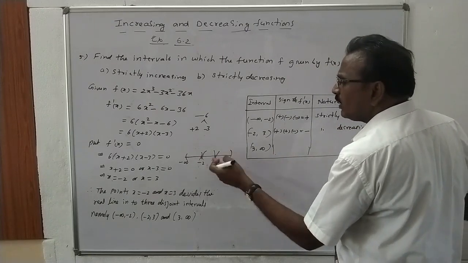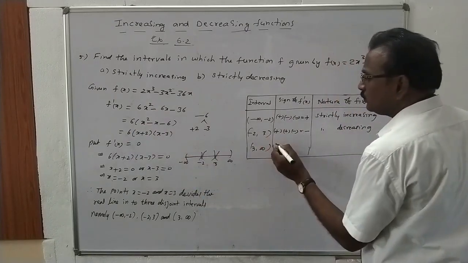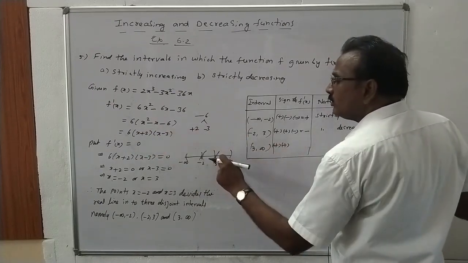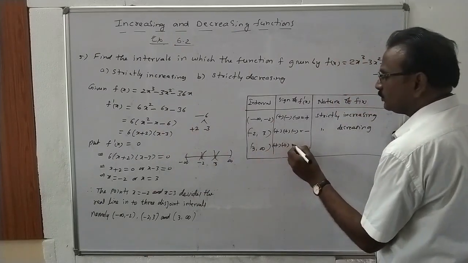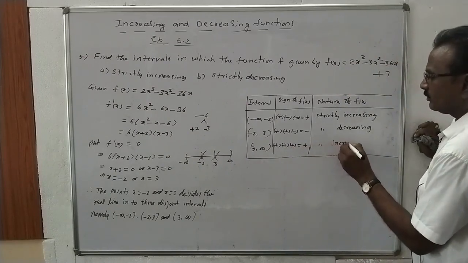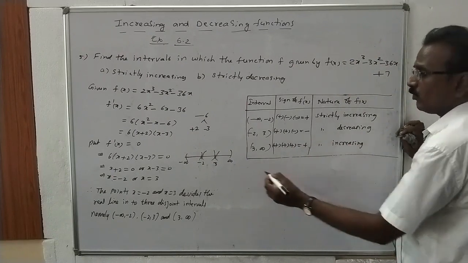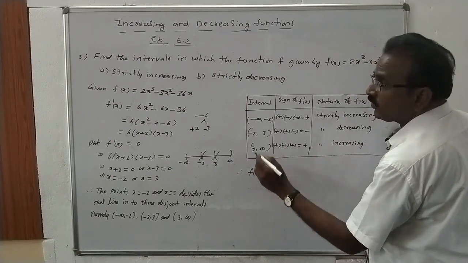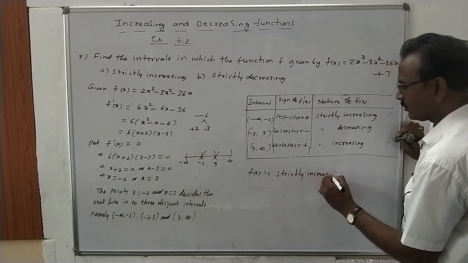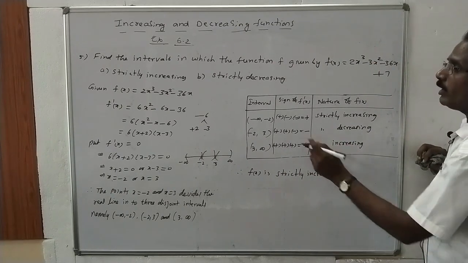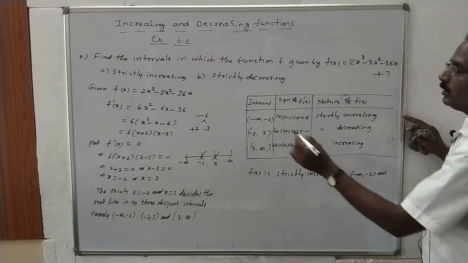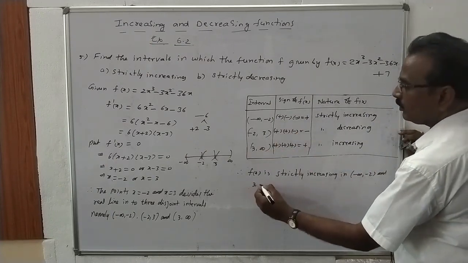Take any value, suppose 4, 5, 6. 6 is positive, x plus 2 is positive, and any value greater than 3 makes x minus 3 positive. So this value is also positive. Plus into plus is plus, so that is strictly increasing. Therefore f of x is strictly increasing in the open intervals minus infinity comma minus 2 and 3 to infinity.